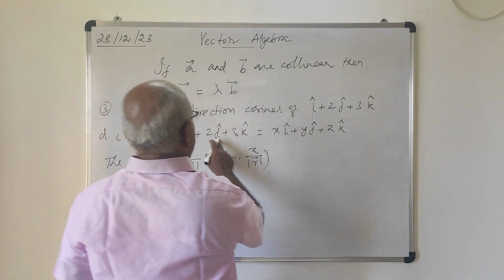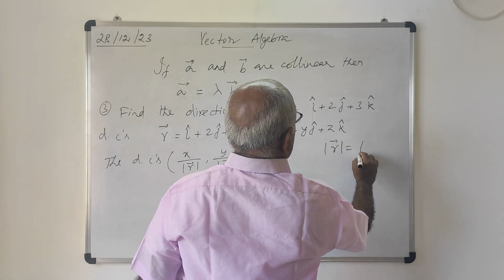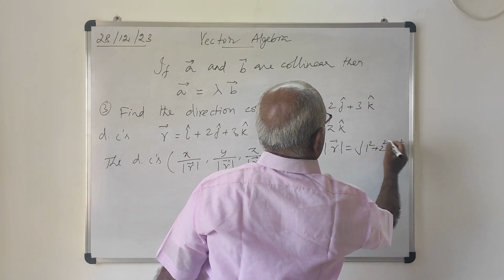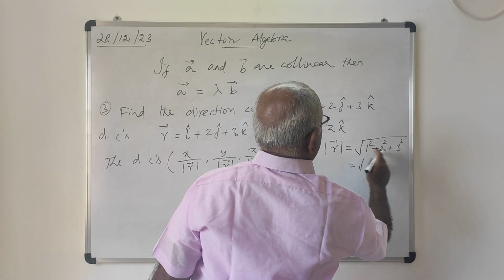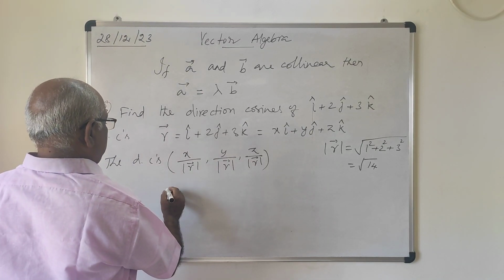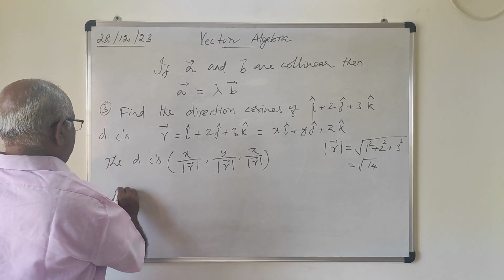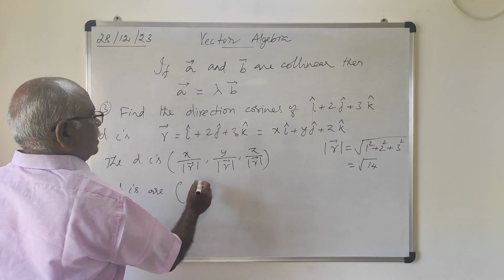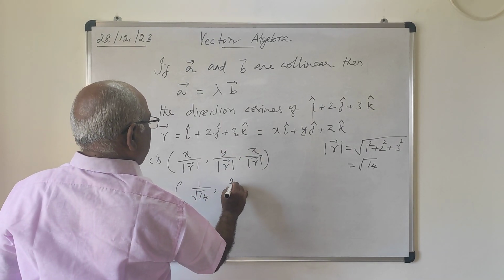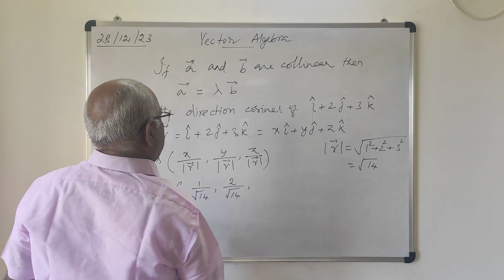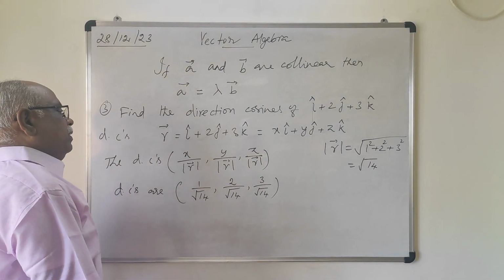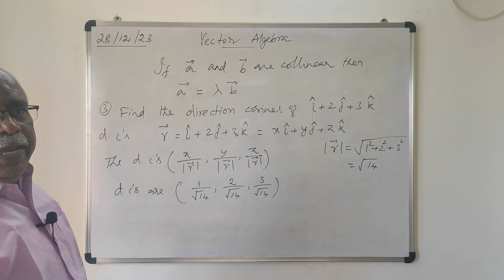Here R is i plus 2j plus 3k. What is mod of R? It is equal to root of 1 squared plus 2 squared plus 3 squared, which is root of 1 plus 4 plus 9, that is root 14. Therefore, the direction cosines are 1 by root 14, 2 by root 14, 3 by root 14. These are the direction cosines of the given vector i plus 2j plus 3k.